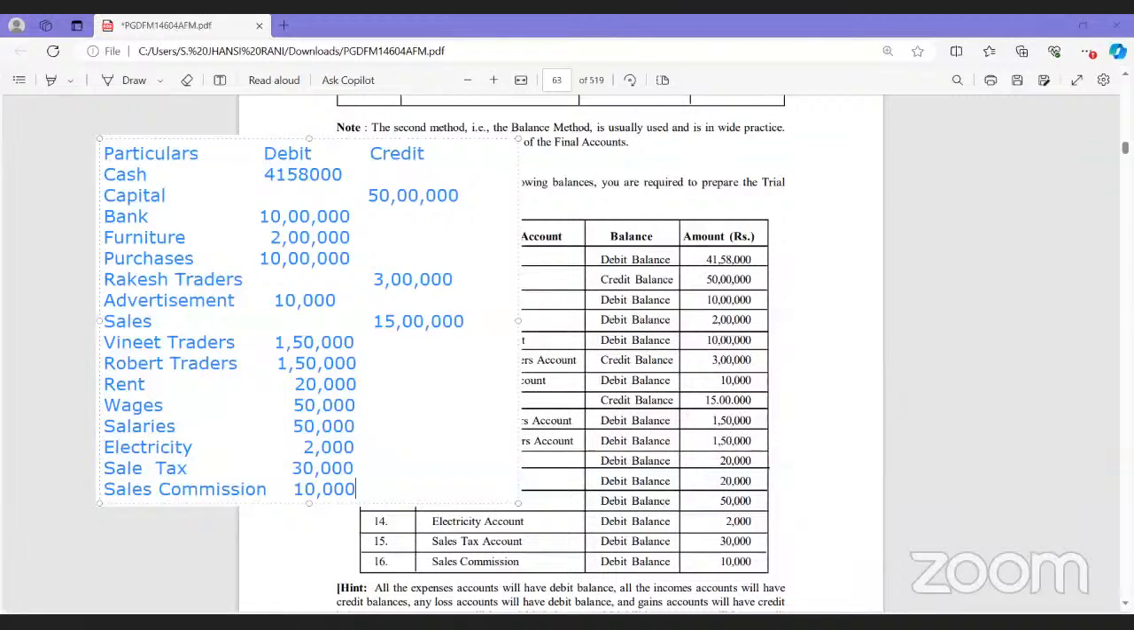So now what we will do, we will total up these two columns. If you look at the credit side, it is 68 lakhs. And the debit side also, let's calculate it once. Debit side also 68 lakhs.